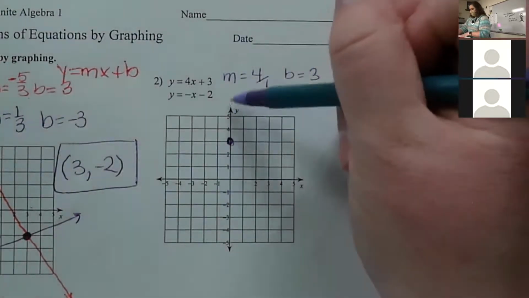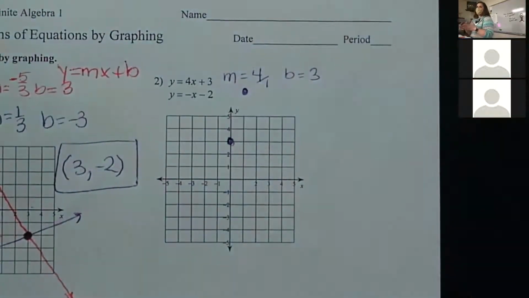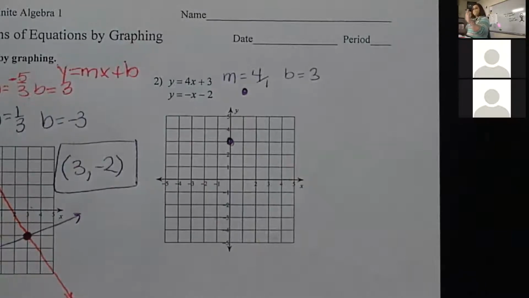So I'd go up 4, 1, 2, 3, 4, and I'd go over 1. Oh, that's off the graph. That's not going to be very nice when I have to draw these nice straight lines. Okay? Remember I always say don't go to the left because you're not Beyonce. I'm actually going to let you be Beyonce today.